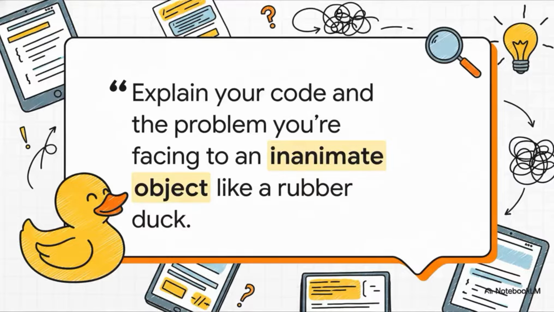And here's one of my absolute favorite tips from the list: rubber duck debugging. It sounds ridiculous, I know, but trust me, it actually works. When you're totally stuck on a bug, try explaining your code line by line to a rubber duck on your desk. The simple act of saying it out loud often forces your brain to see the flaw in your logic, and the solution just clicks.